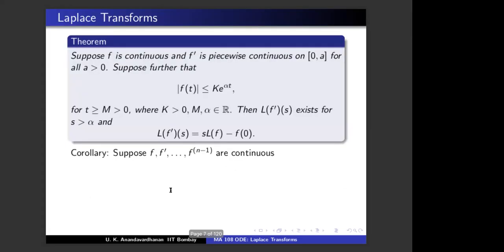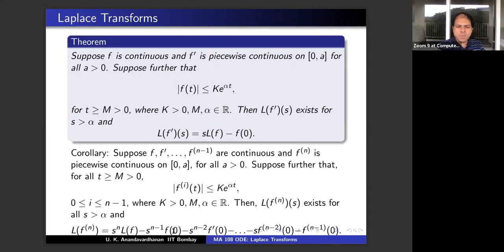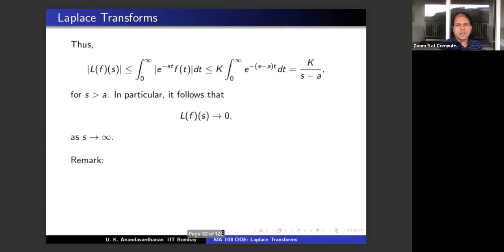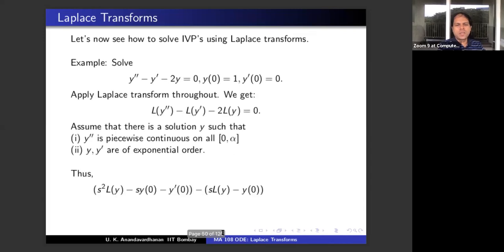It is sy0, s to the n minus 1 f0, s to the n minus 2 f prime 0, etc. Okay, so this is correct. Yeah, I also get confused sometimes. That's okay. So this is okay.